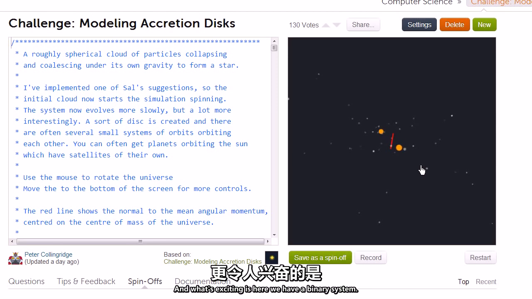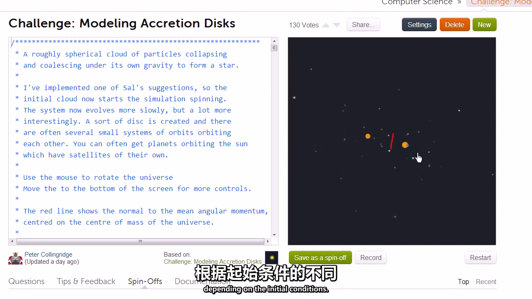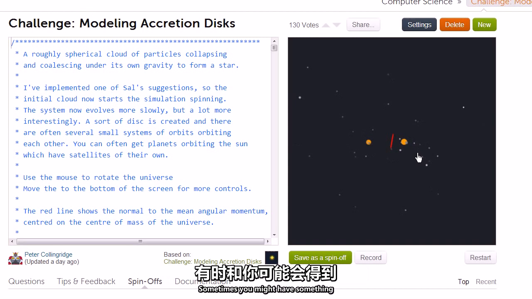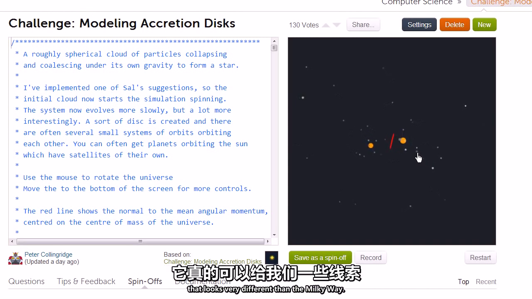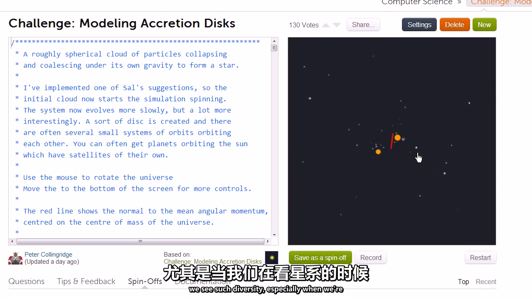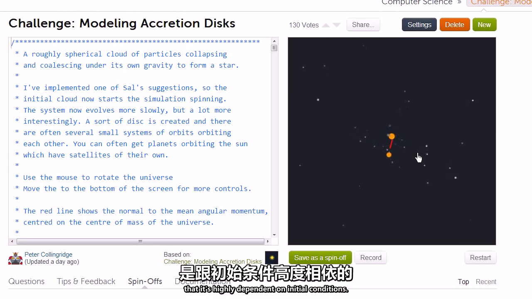And what's exciting is here we have a binary system. Sometimes you restart it, you might not have a binary system. Depending on the initial conditions, you might have something that starts to look like the Milky Way. Sometimes you might have something that looks very different than the Milky Way. And it really gives us clues of why we see such diversity when we're looking at the structure of galaxies, that it's highly dependent on initial conditions.